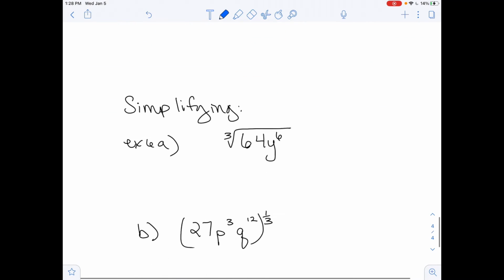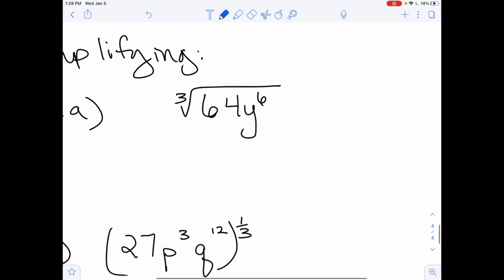All right, next one. We're going to simplify this one. So remember, again, we've got two pieces here. They're products, so I'm going to go ahead and simplify them out. We've got the third root of 64 and the third root of y to the 6th.